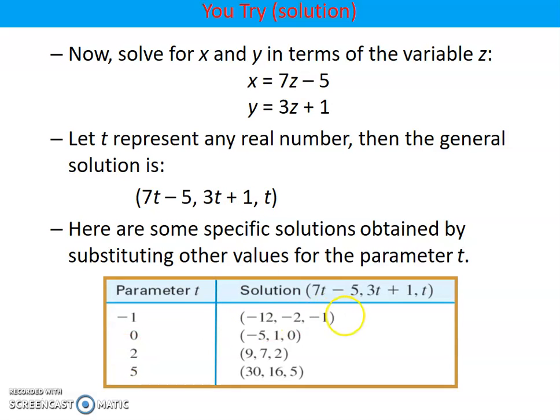Here's a couple of examples for t's. If you were to plug those in, if t was equal to negative 1, 0, 2, and 5, for example, we have infinitely many solutions where these 4 are just part of those. But you'll notice things like, for example, 0, 0, 0 is not a solution, 1, 1, 1, and so forth. So even though there's infinitely many solutions, there's also infinitely many that will not work as well. Okay, and that's it for this PowerPoint.